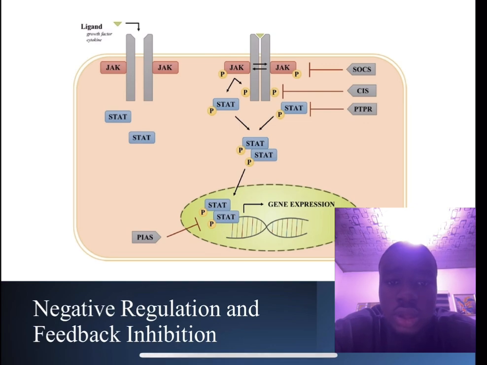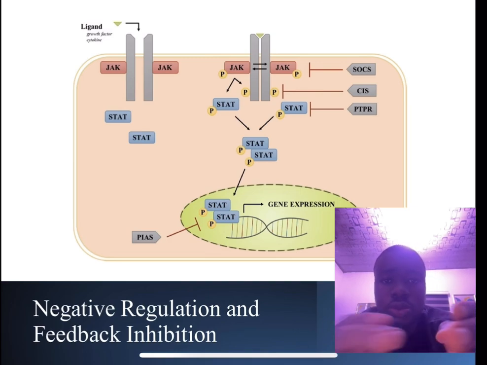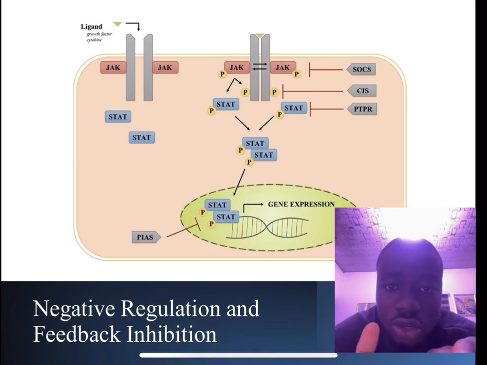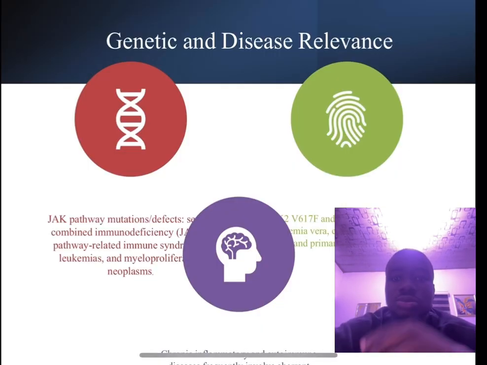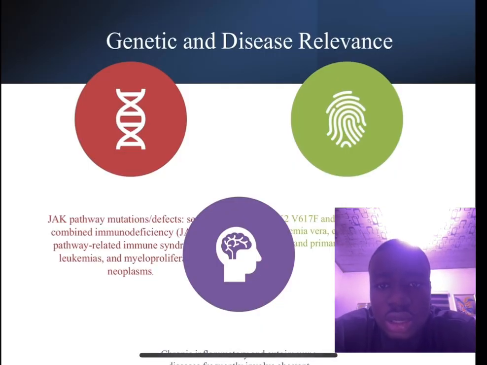Here is another signal that shows negative regulation and feedback inhibition, showing how the pairing and the phosphorylation lead down to gene expression, and how the STAT is phosphorylated. That's the P on the STAT. This is the coming together of the JAKs. There are some genetic diseases and mutations associated with the JAK pathway, which are listed here, like leukemia and others.